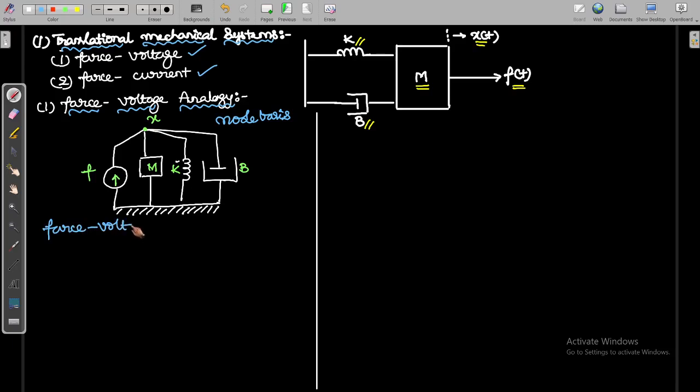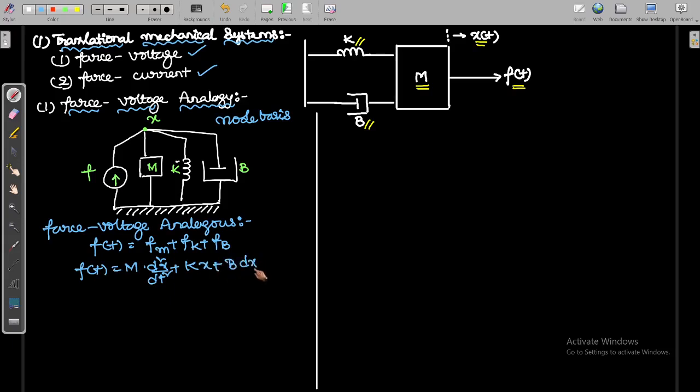Now we have to write the force-voltage analogies for this problem. Before going to that, you have to write the translational force balance equation for the given system. Let us write the force balance equation. So F of t is equal to Fm plus Fk plus Fv, that is the force balance equation. So F of t can be written as m into d square x by dt square plus k into x plus b into dx by dt.